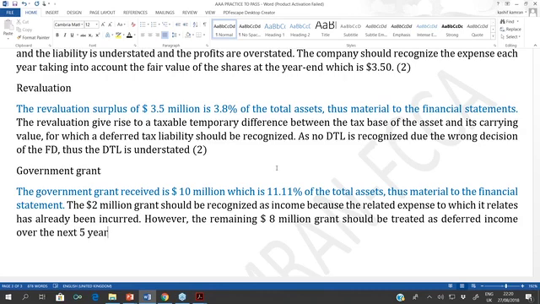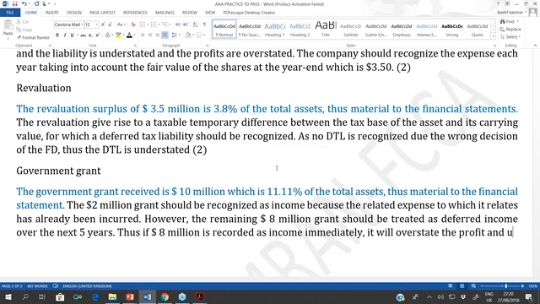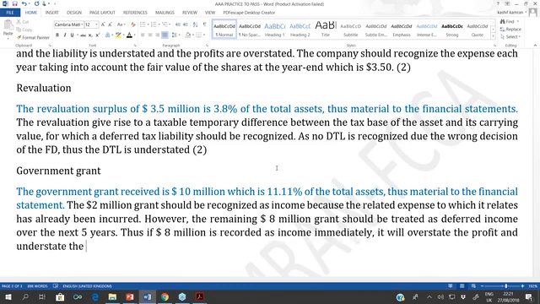Thus, if $8 million is recorded as income immediately, it will overstate the profit and will understate the liabilities, or will understate the deferred income. Another 2 marks.